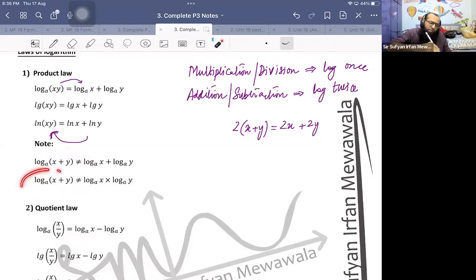Then what to do with this? This will remain like this. अगर कभी किसी सवाल में ऐसा हो जाए तो इसको ऐसे ही छोड़ देना है. It has to be kept like this only.